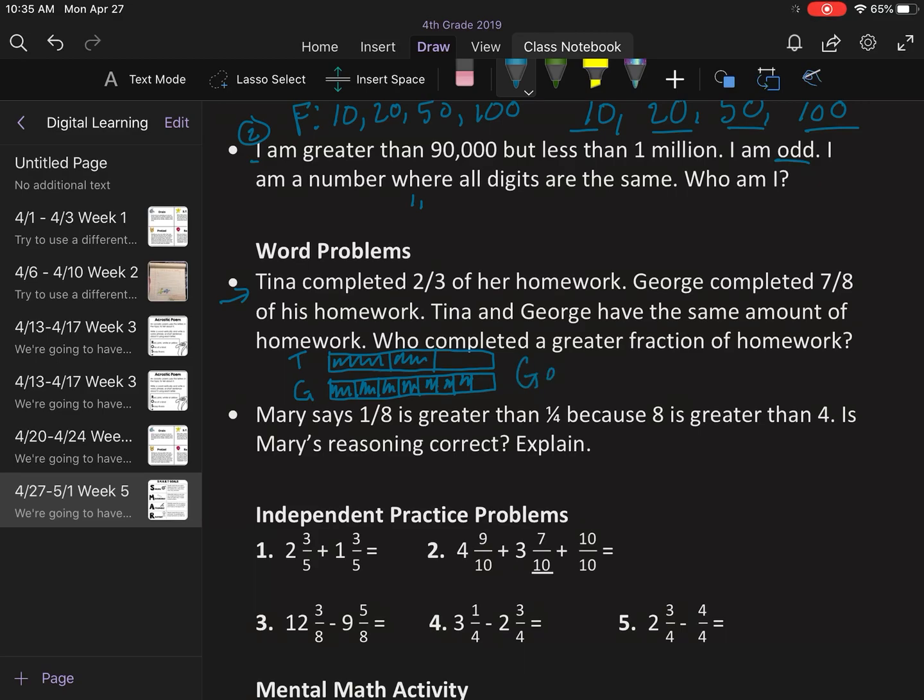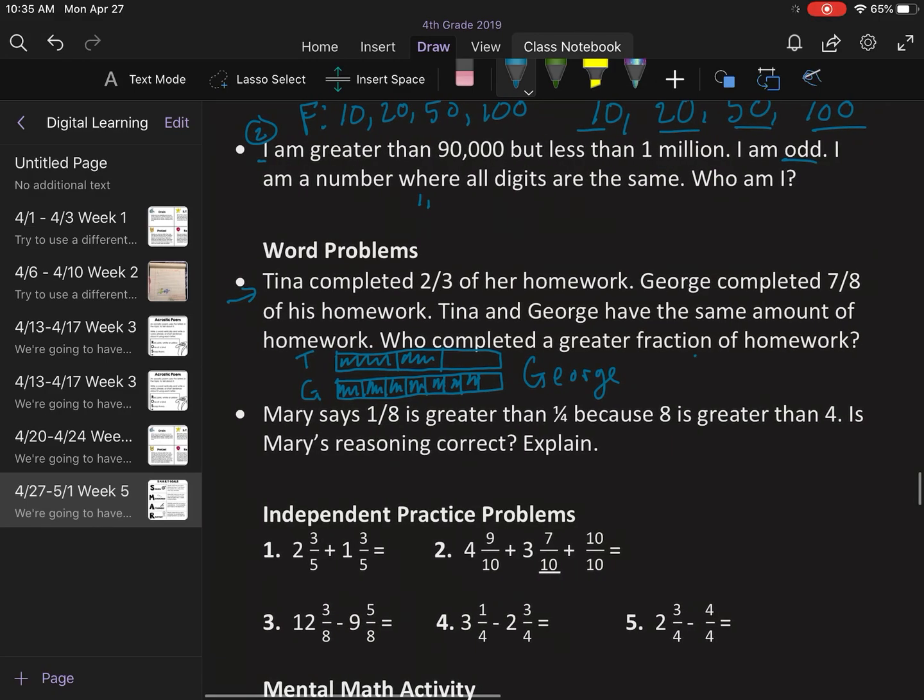That'd be George. We could also check by doing equivalent fractions. 2/3 blank 7/8. And remember, we need to have that denominator that's the same. So we list our multiples of 8, 16, 24, 32. And then we list the multiples of 3 until we see when that appears. But I know my multiples of 3 pretty well, because I know 24 is the only one that 3 goes into. So that means my denominator would be 24.